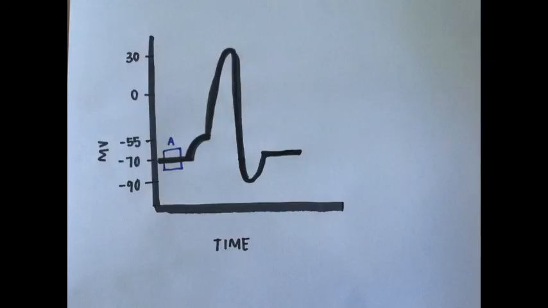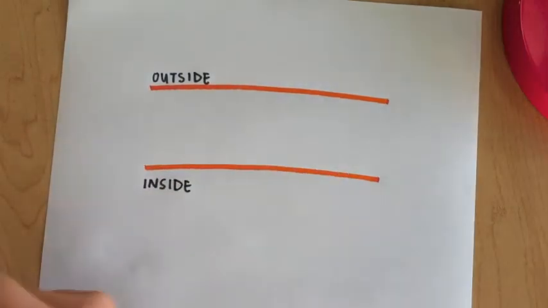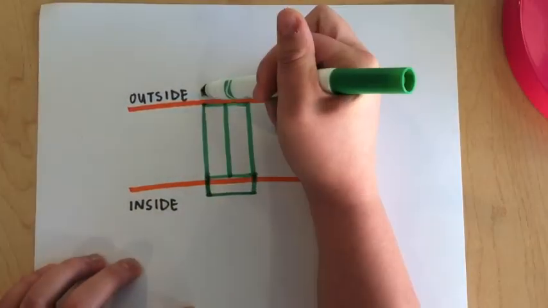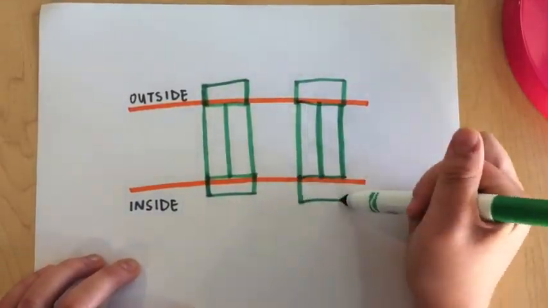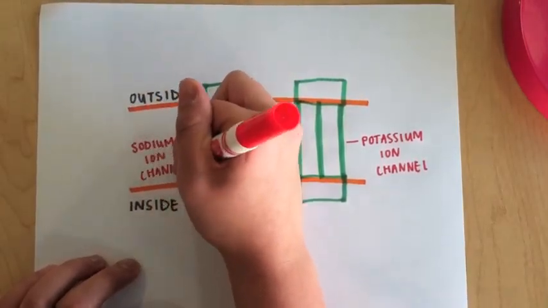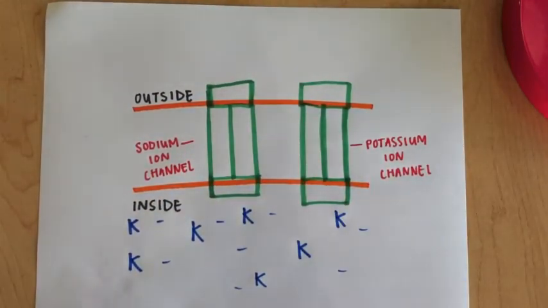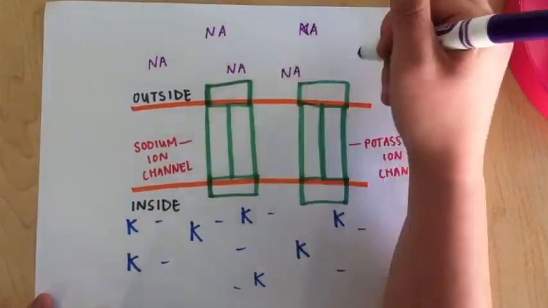When there is an absence of input, most neurons have a stable potential of negative 70 millivolts. This is called the resting period, as you can see labeled letter A. During this resting period, there are a lot more sodium ions outside of the cell than inside of the cell, and a lot more potassium ions inside of the cell than outside of the cell. Throughout the axon, there are sodium ion channels and potassium ion channels, but these are both closed during the resting period.